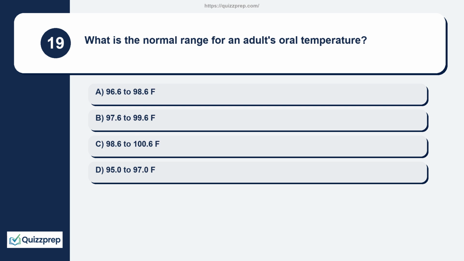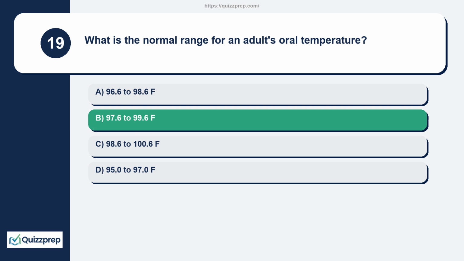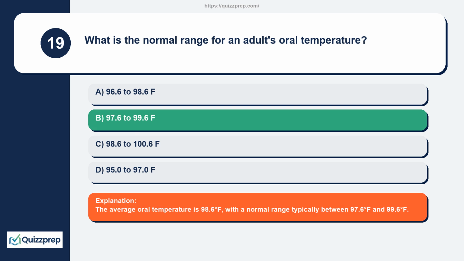Question 19. What is the normal range for an adult's oral temperature? 96.6 to 98.6 F, 97.6 to 99.6 F, 98.6 to 100.6 F, 95.0 to 97.0 F. The average oral temperature is 98.6 degrees Fahrenheit, with a normal range typically between 97.6 degrees Fahrenheit and 99.6 degrees Fahrenheit.